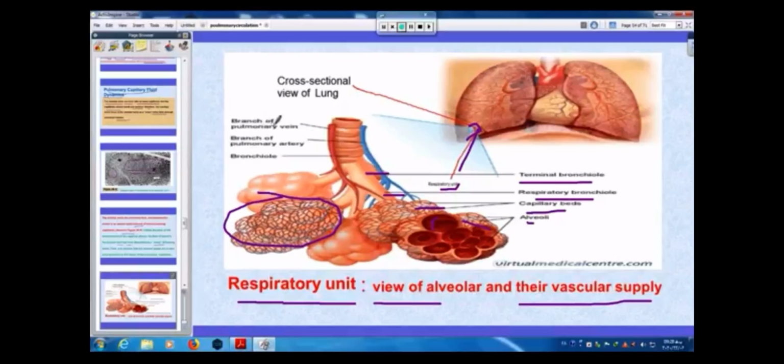This also shows a branch of the pulmonary veins here, a branch of the pulmonary arteries here, and bronchioles here. From this one to this one, it shows the respiratory unit. We have many respiratory units in the lungs.